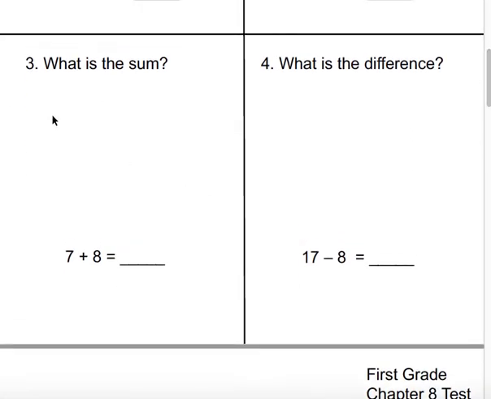Number 3. What is the sum? 7 plus 8. So you can draw a picture, you can use a doubles fact to help you solve, but you're going to do 7 plus 8 and write your answer right here. Number 4. What is the difference? 17 minus 8. So you can draw a picture, you can draw tens and ones and cross them off, and then you're going to draw or write your difference right here, 17 minus 8.